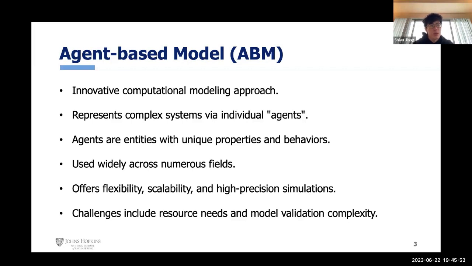So for example, if you are in the biology field, maybe you are in a very large biological system and you can treat every RNA and protein as an agent. Based on those attributes, you can predict or simulate the behaviors of their interaction. And in our simulator, we can treat every agent as a person.